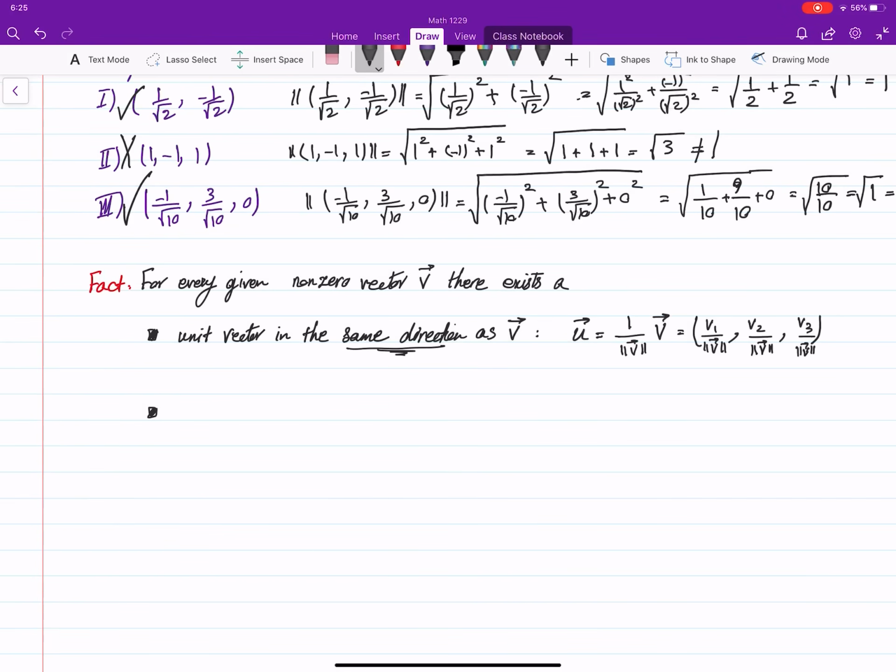What about if it is two-dimensional? Well, that goes the same way. It is this, but we have only two components. Yes, so we'll stop there. How about the other case? Well, we can also have a unit vector in the opposite direction.